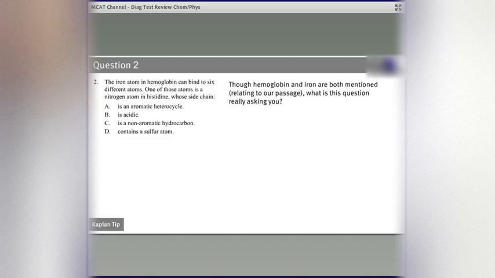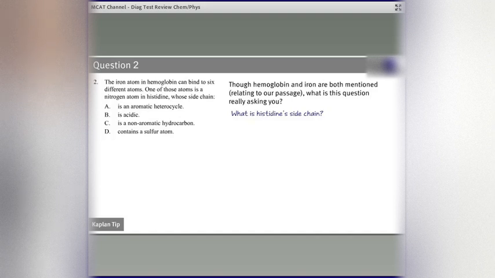Well, actually, the iron atom in hemoglobin combines with 6 different atoms. All right, there was a little bit about hemoglobin in the passage. One of those atoms is a nitrogen atom in histidine. Was histidine mentioned anywhere in the passage? Did they actually talk about amino acids? No, they did not. So what's this question really asking about? It's asking about histidine, and it's asking what its side chain is. Now, if it's not in the passage, how are you going to answer this? How do you answer a question like this where there's nothing in the passage that's going to help us out?